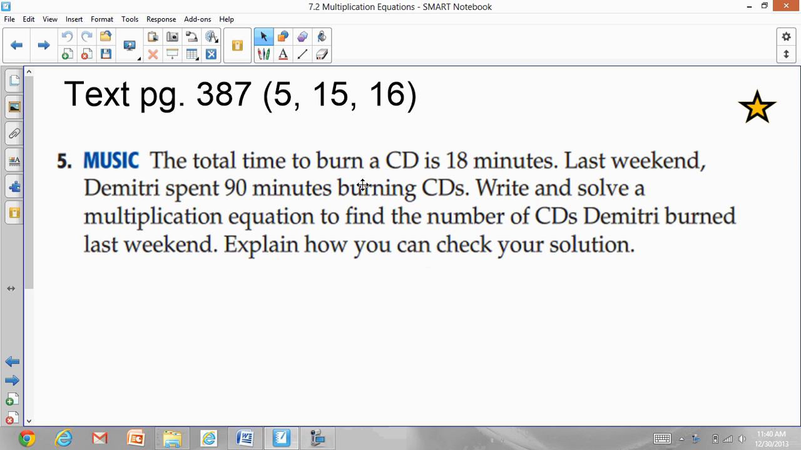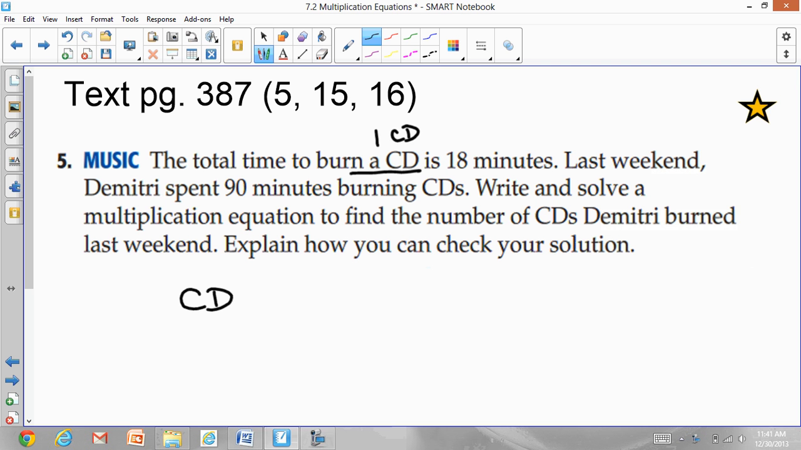So the total time to burn a CD is 18 minutes. So to burn a CD, which means one CD, is going to take 18 minutes. So the two pieces of information given to you are the CD and minutes. So one CD takes 18 minutes. So last weekend, Dimitri spent 90 minutes. So 90 goes where the word minutes is.